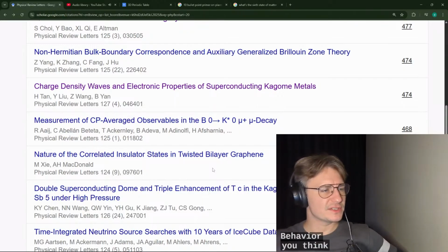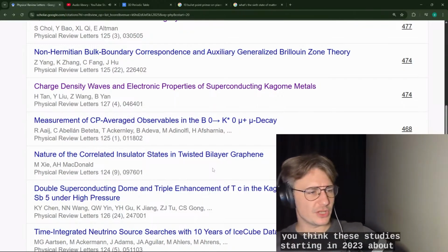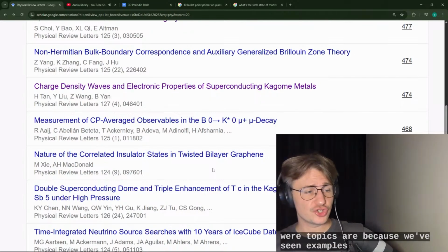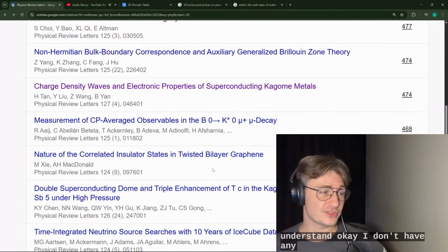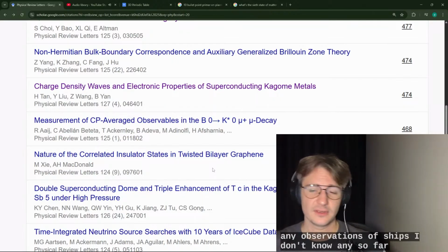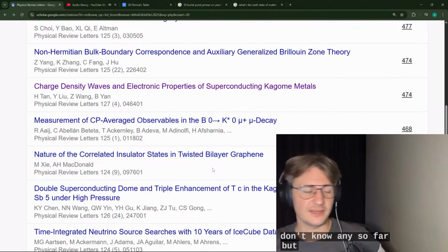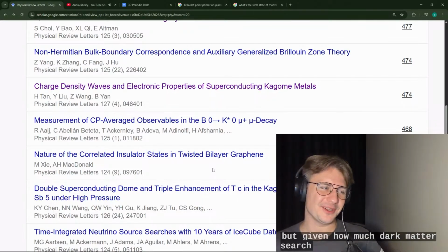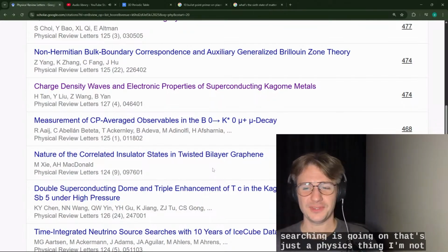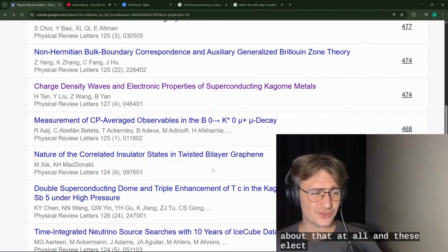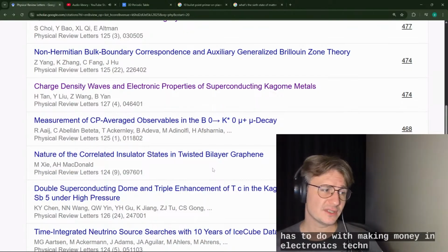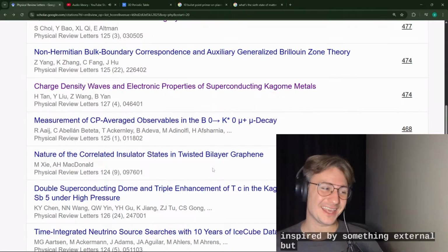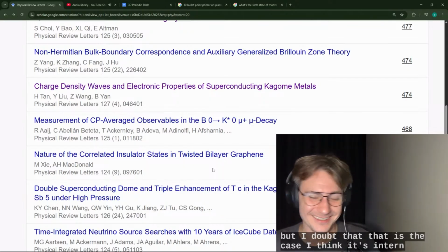You think these studies starting in 2023 about these weird topics are because we've seen examples of ships that use technology that we don't understand? Okay, I don't have any observations of ships. I don't know any so far. But given how much dark matter searching is going on, that's just a physics thing. I'm not sus about that at all. And these electronic searches, this all has to do with making money in electronics technologies. It would be nice if we were inspired by something external, but I doubt that that is the case. I think it's internal still.